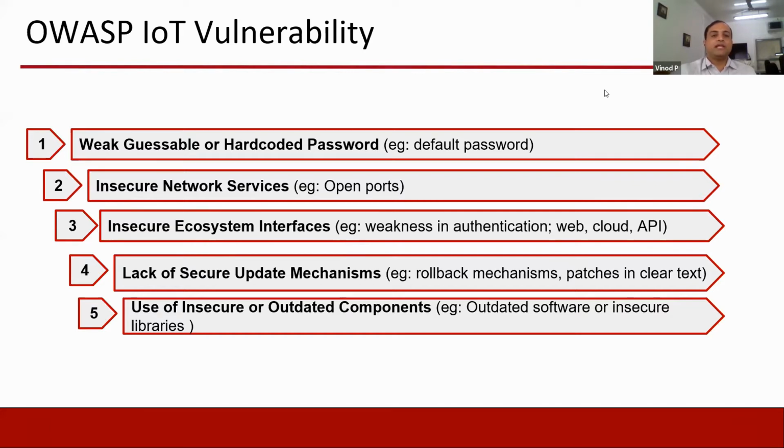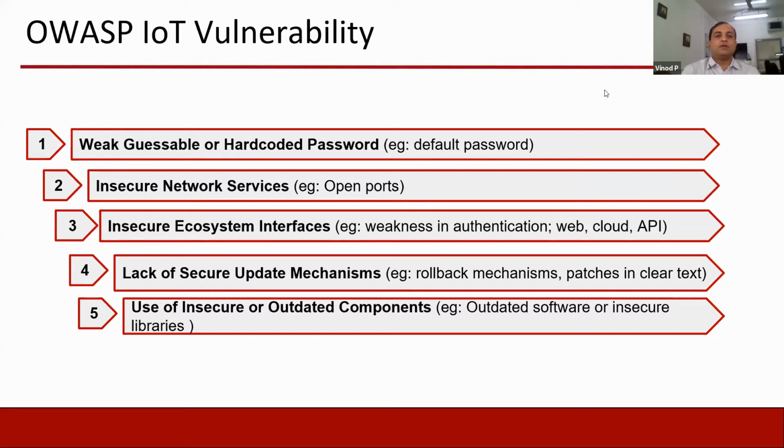The third one is an insecure ecosystem interface, which primarily happens because of interfaces like web, backend API, mobile and cloud. The common issues that are prevalent are lack of authentication, lack of authorization, weak encryption, and lack of input and output filtering.